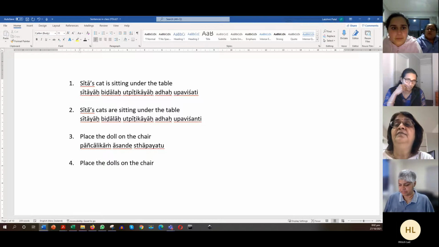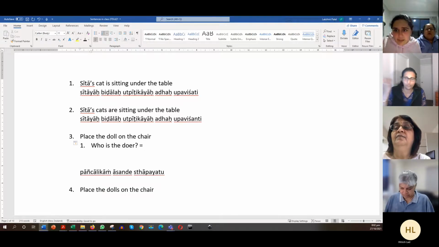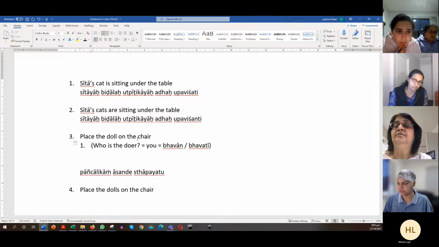So let's start. What is your first question? What is the object? The doer. Who is the doer? The doer is Bhavan. You. Either Bhavan or Bhavati. In this particular case, it's not required. So we'll just put the whole thing into a bracket.